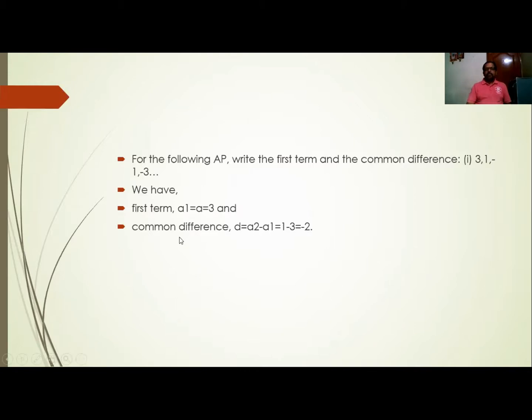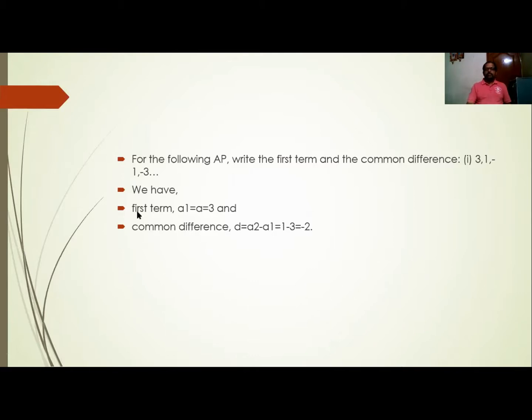And then the common difference. How to get the common difference? Common difference is just the difference of any two successive terms. So here if you take the second and first, second minus first will be the common difference. Don't take first minus second. So it will be second minus first. Okay. So it is A2 minus A1. So what is A2? A2 is 1 and A1 is 3. So it gives us 1 minus 3, that is equal to minus 2.